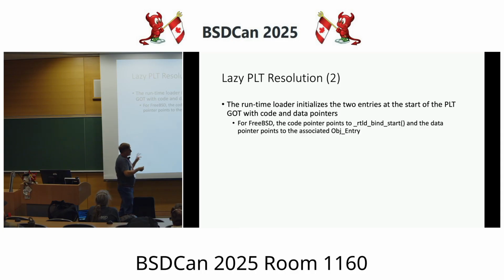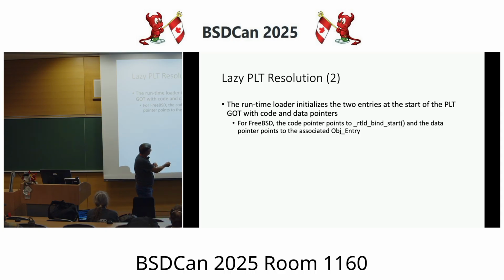So what the runtime loader does, on the backside of this, is initialize those two entries in the PLT GOT to point to a special function that it's going to use to handle resolving PLT symbols, and it stores a data pointer that describes which shared object is trying to make the call. In the case of FreeBSD, this function is usually written in assembly. It's called RTLD bind start, and it is a little bit of assembly that eventually calls RTLD bind in C. And the data pointer points to the obj entry structure, which is a structure that FreeBSD's runtime loader uses to describe each shared library.